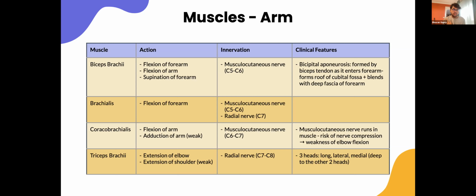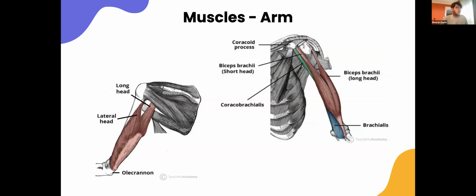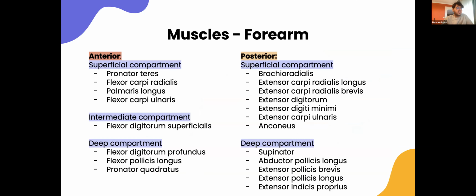If we know the course of the radial nerve, that goes posterior to our humerus, down the radial groove, and then goes on to innervate some things in our forearm. Yep, so those are the muscles of the arm. Just some diagrams to help us visualize them, to spark our memory. But the arm is pretty good. It's not too dense. The forearm, though, is very dense.